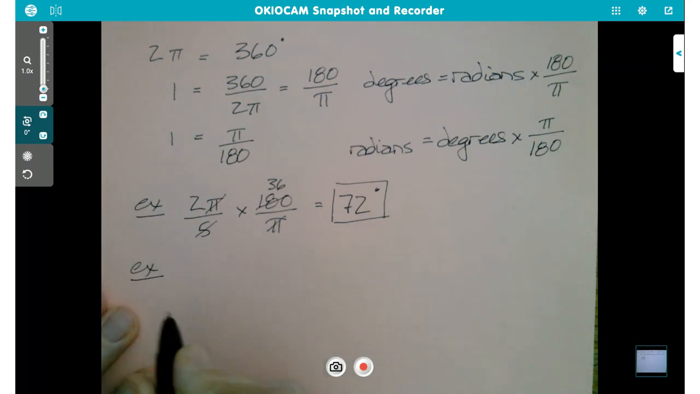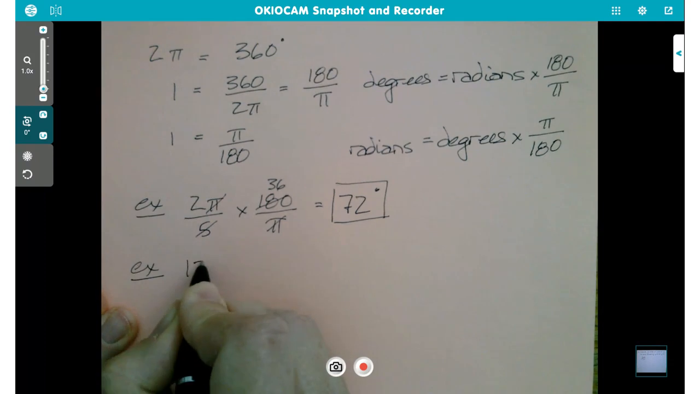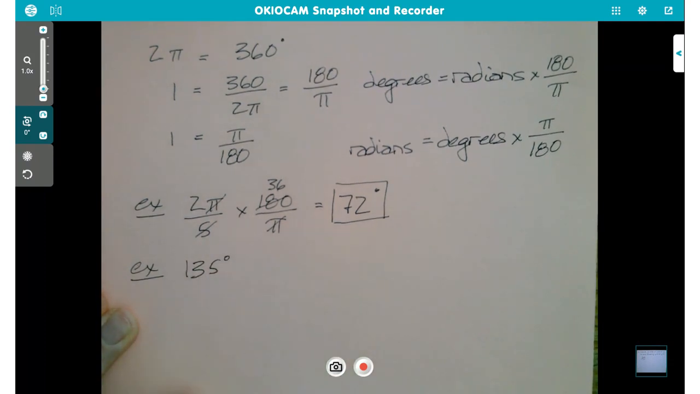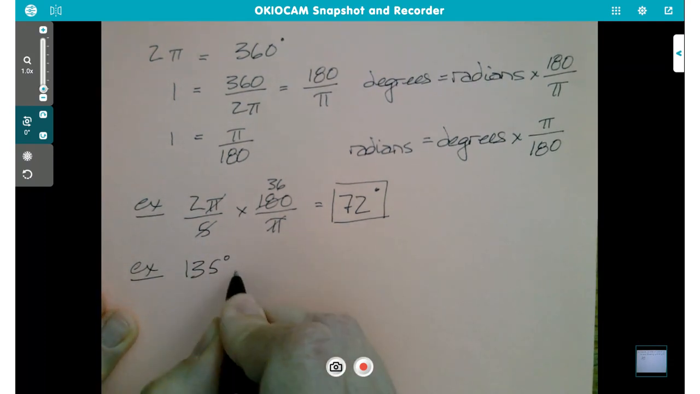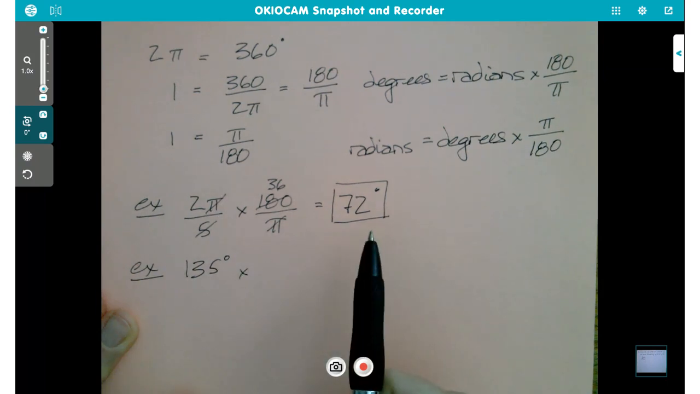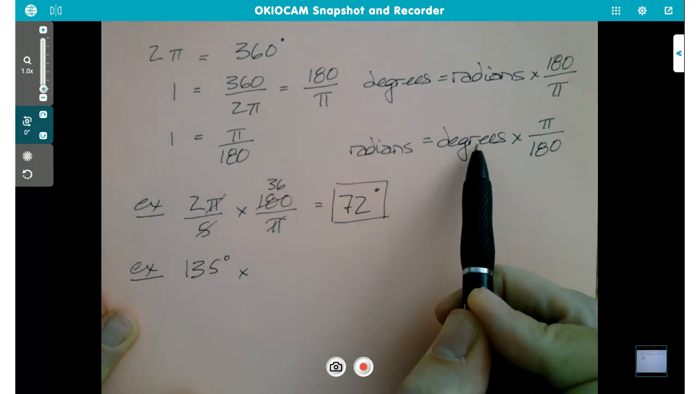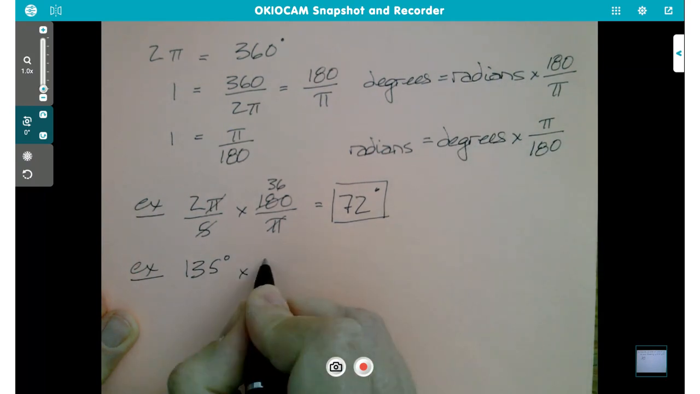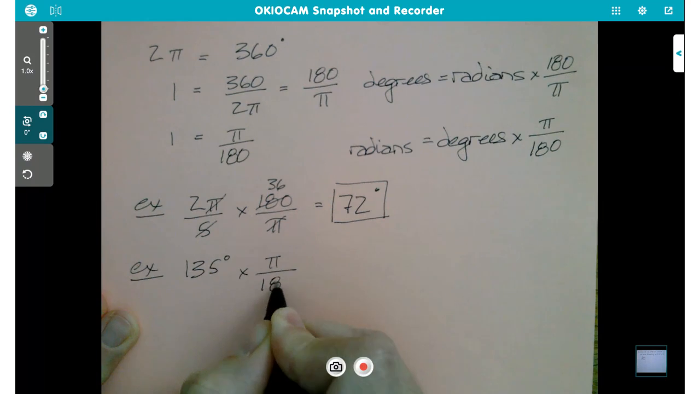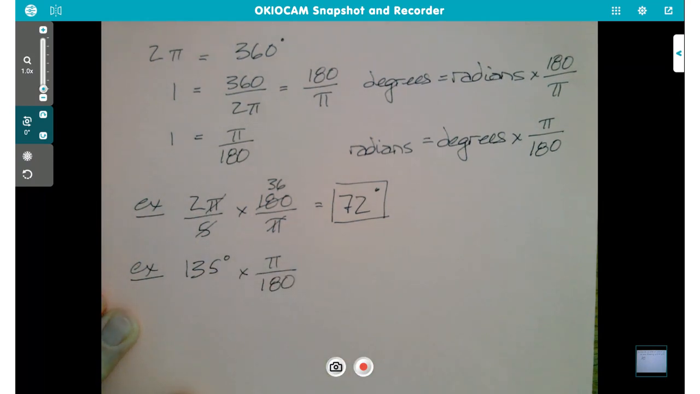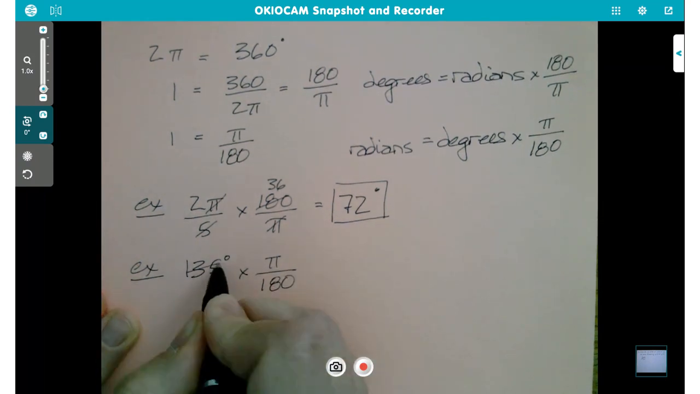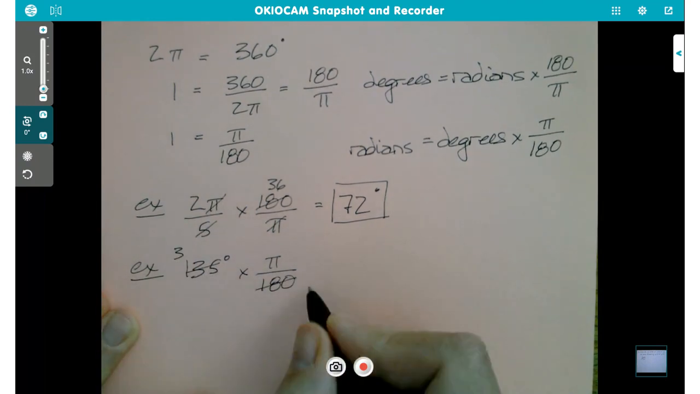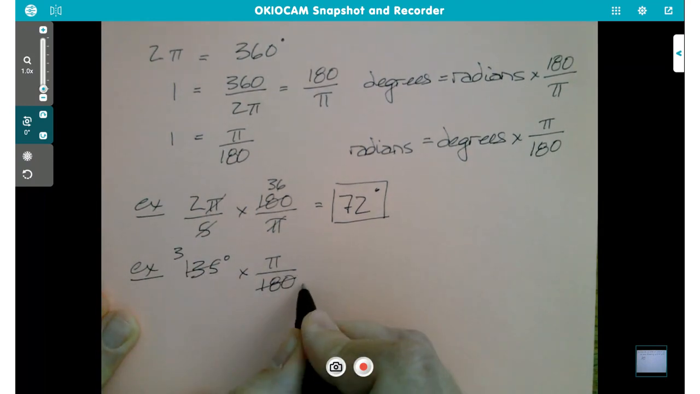Going the other direction, suppose I have an angle of 135 degrees and I need to know what that is in radians. I'm going to take my angle in degree measure and multiply it by pi over 180. So I'm multiplying by pi, dividing by 180. 45 divides into both of those. You can do it on a calculator too if you want.